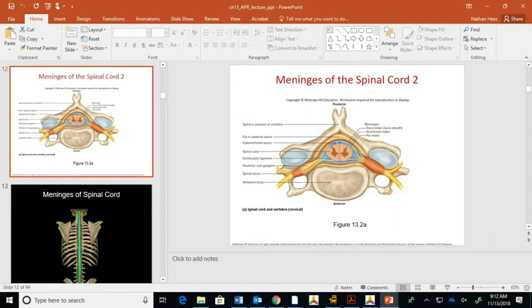Has anybody ever heard of meningitis? Sure, meningitis is inflammation of the what? Meninges, right? So that means there is an infection that has gotten into this cerebrospinal fluid. Because that's usually the layer that we're dealing with, the subarachnoid space. It can be bacterial, which can kill you.